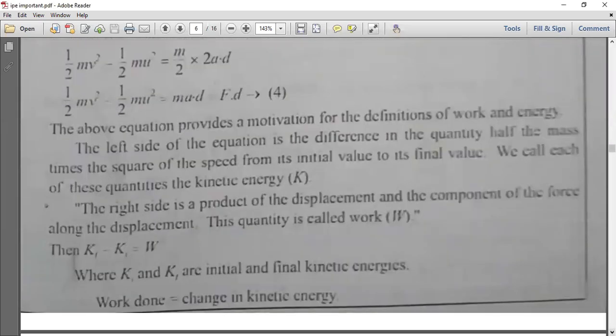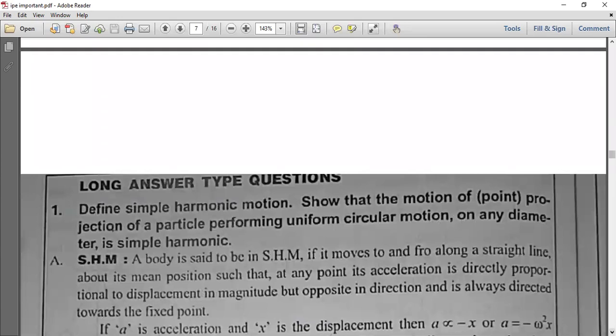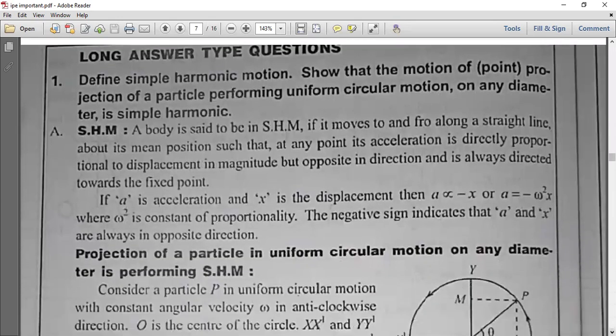Now, next one, this is again an LAQ from the oscillation chapter: define simple harmonic motion. Show that the motion of a projection of a particle performing uniform circular motion on any diameter is simple harmonic.